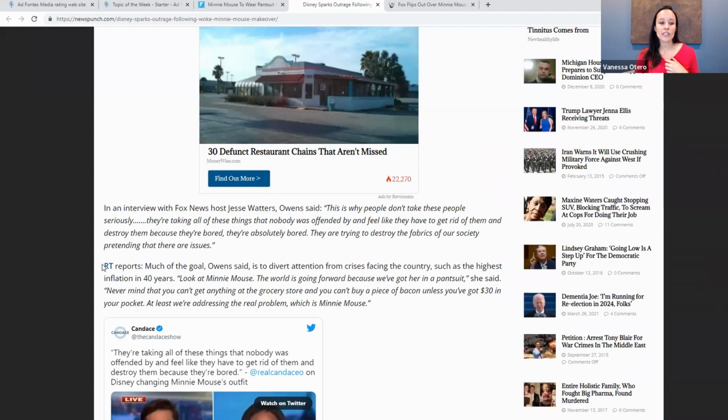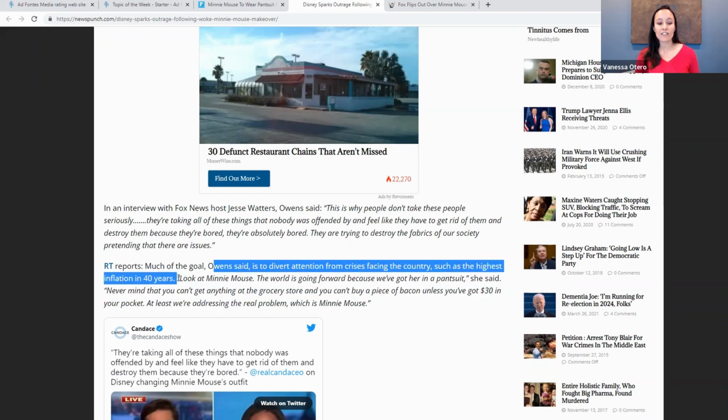So they cite RT. RT is Russia Today, right-leaning, mostly high variation in reliability, not the greatest source to cite. But they report that much of the goal, Owens said, is to divert attention from crises facing our country, such as the highest inflation in 40 years. Okay, so that's a pretty big opinion leap, right?